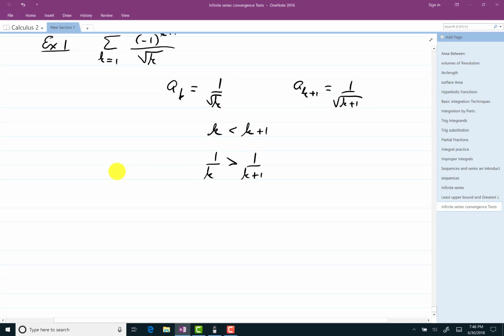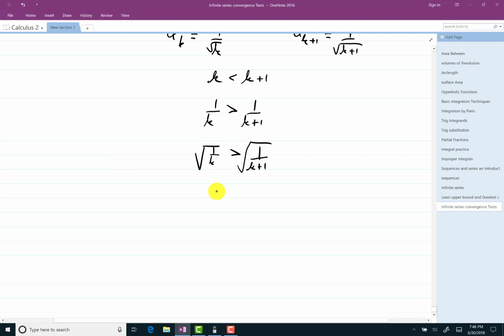Now, this is an important step. Since the square root function is an increasing function, it preserves the order. That means if I have one number bigger than another number, when I take the square root of both sides, I will maintain this inequality. It won't switch on me. So I can take the square root of both sides, and those are the terms of the series, because the square root of 1 is just 1. So what I have then is a sub k is greater than a sub k plus 1.